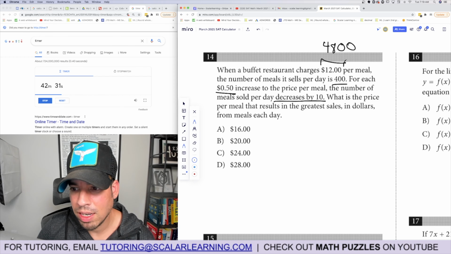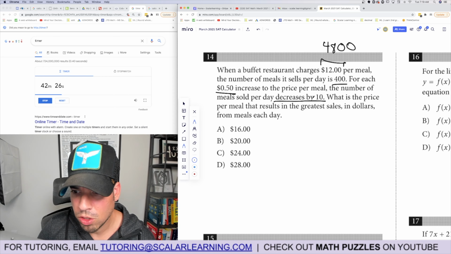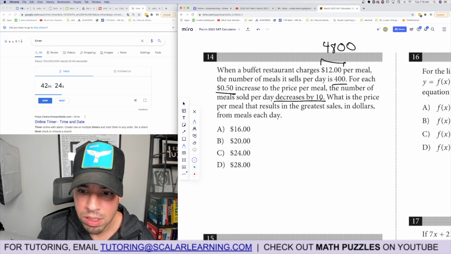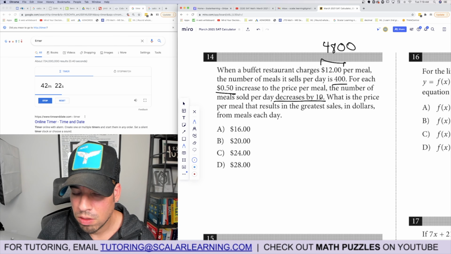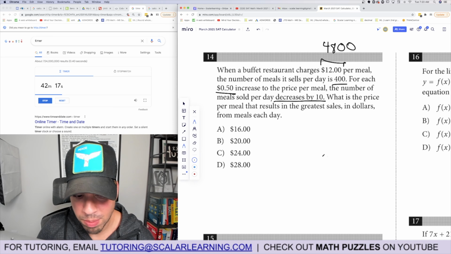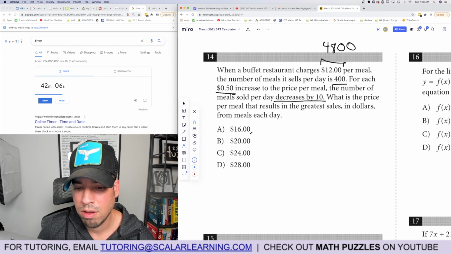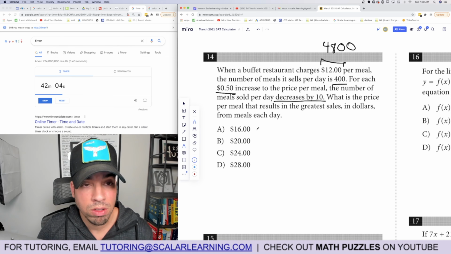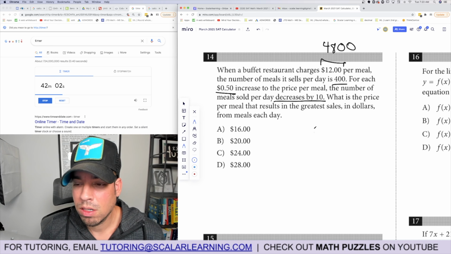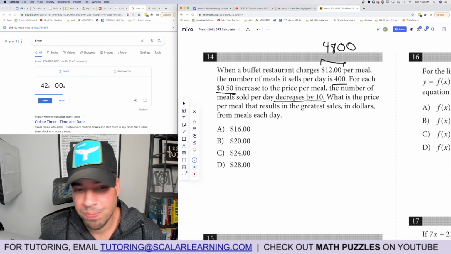For each 50-cent increase to the price, the number of meals sold decreases by 10. What is the price per meal? Okay. We could plug and chug, or I could set up a quadratic and find the max. Oh, I could also just plug and chug. I could test out all these options. Let me think about it for a second. Because if I set up a quadratic, I'm just going to test it.